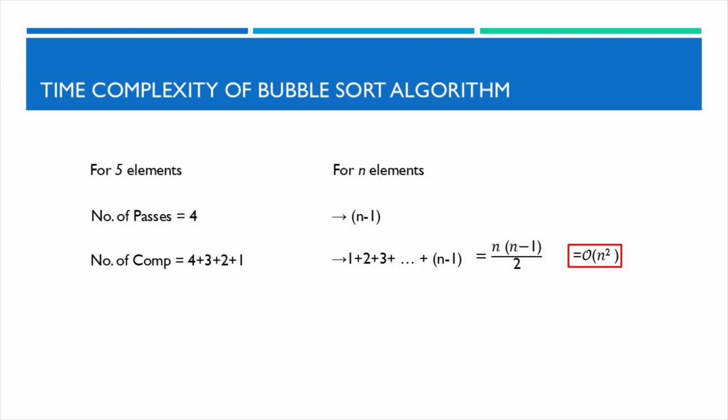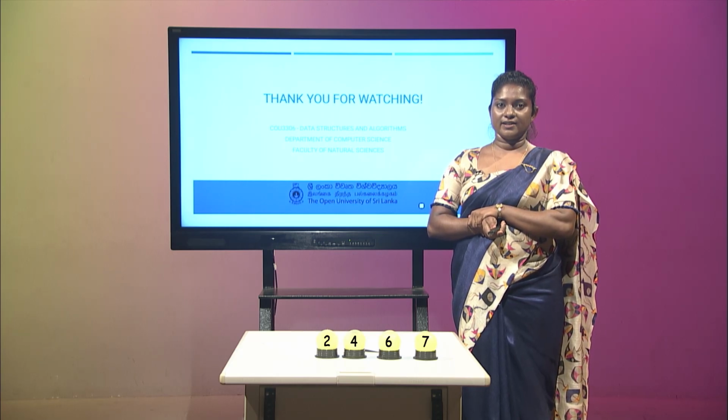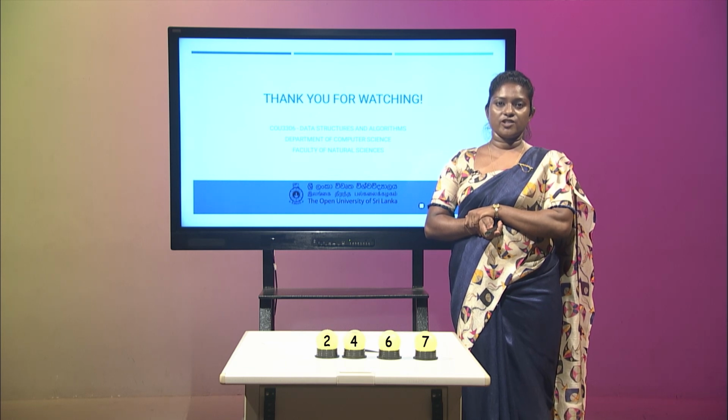Then for n elements, bubble sort needs up to n minus 1 passes. The total comparisons in this case are n into n minus 1 divided by 2, which is order of n squared. That is the time complexity of the bubble sort algorithm. Dear students, bubble sort is easy to understand, but keep in mind that this is not the most efficient algorithm for large arrays.